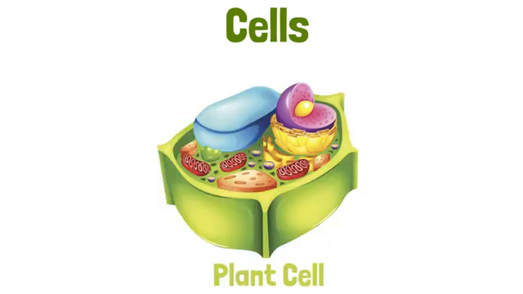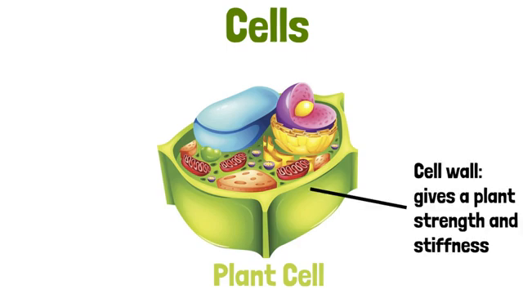Plant cells are very much like animal cells. They also contain organelles, such as the nucleus, cell membrane, cytoplasm, vacuoles, and mitochondria. But plant cells have a few additional parts. One of these is a cell wall. A cell wall is a tough layer outside of the cell membrane that gives the plant its strength and stiffness. This helps the plant cell keep its shape.